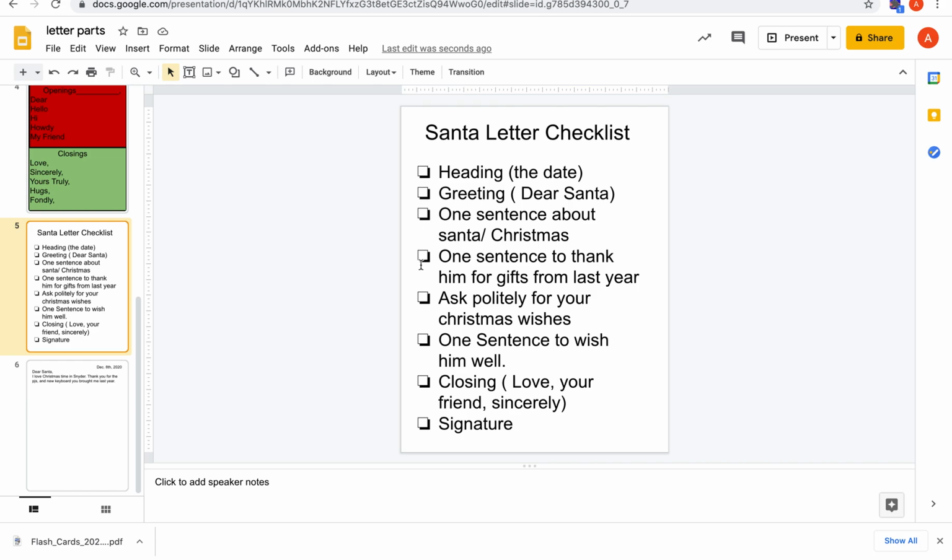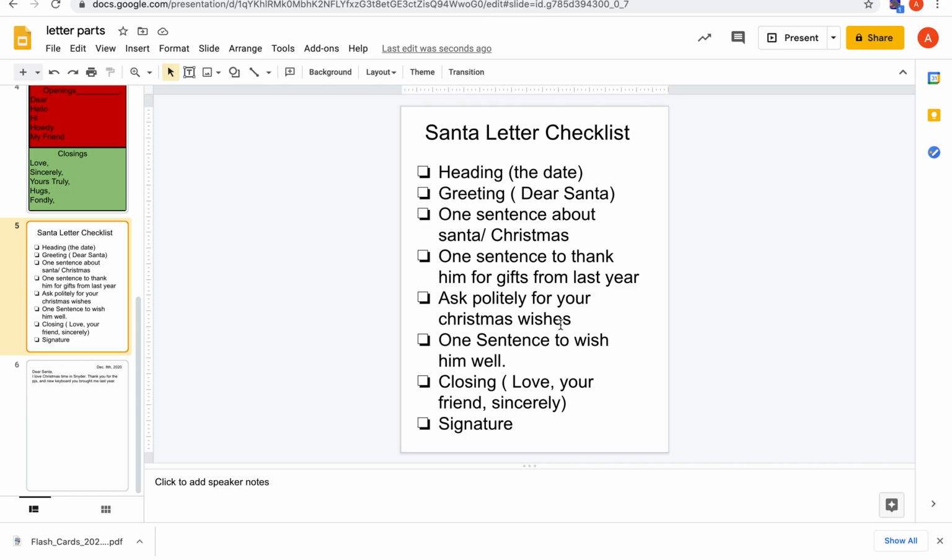We've done these three. One sentence to thank him for the gifts. Now we've got to do this one: ask politely for your Christmas wishes. How do you ask politely for things when you ask your mom in the store? You don't just say, hey, give me cereal, Mom. You say, Mom, please, may I have some cereal? We're going to ask Santa the same way, in a nice, polite way.